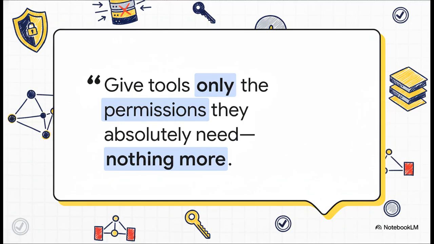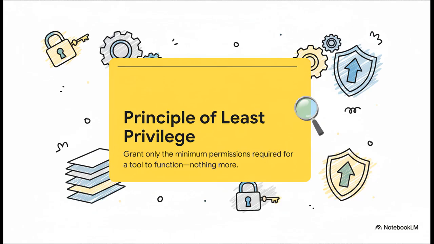This quote right here really just says it all. The single best defense you have for building systems you can actually trust is to give a tool only what it absolutely needs to function. And look, this isn't about hobbling your tools. It's about being incredibly smart and deliberate with the power you grant them. So let's get the formal definition on the table.